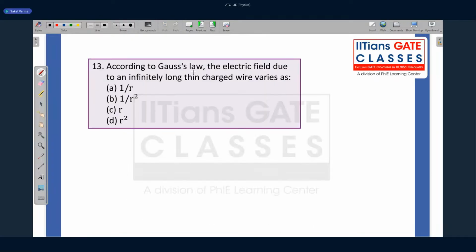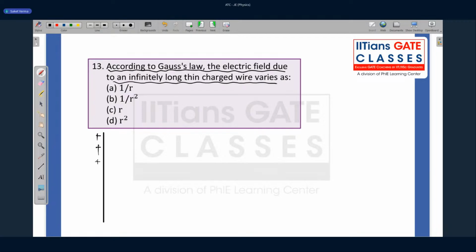Now, according to the Gauss law, the electric field due to the infinite long wire. What is the electric field due to the infinite long wire? We have already written the expressions. It is not necessary to answer from the Gauss law.